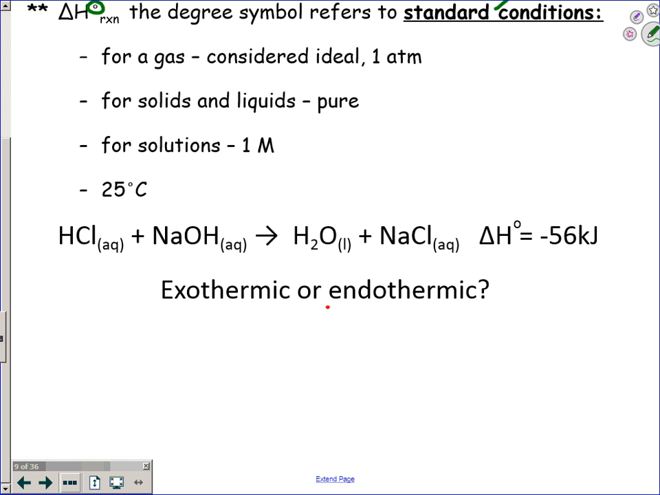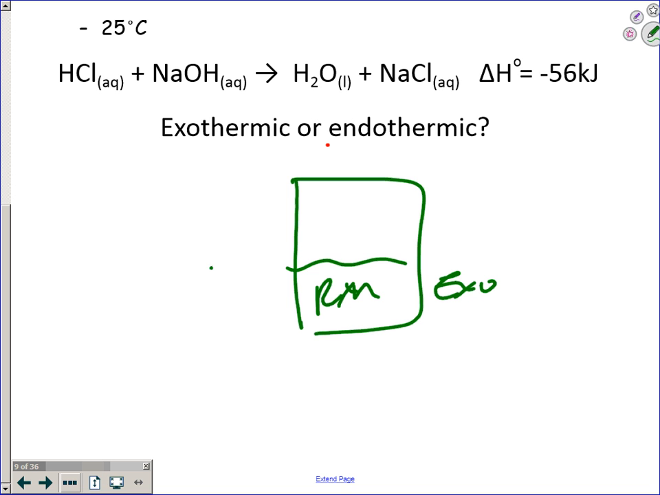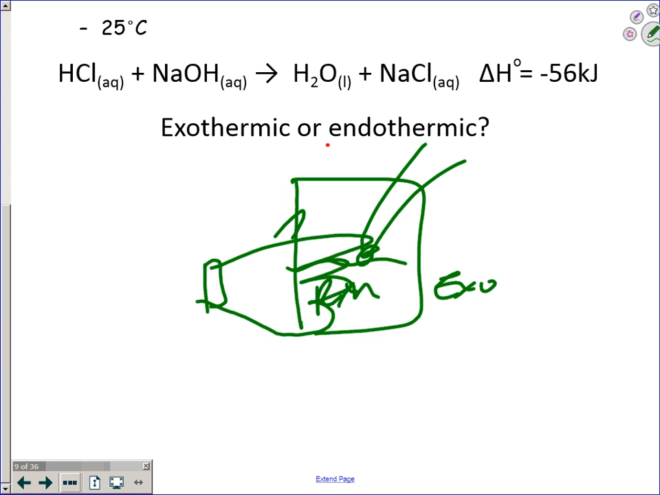Looking at this equation, I see a delta H with a negative, so automatically I know it's exothermic. If I'm holding this reaction and it's an exothermic reaction, with my hand around it, what am I going to feel? I'm going to feel energy being released to me, right? If I had a thermometer in here, what would the thermometer do? It would rise.